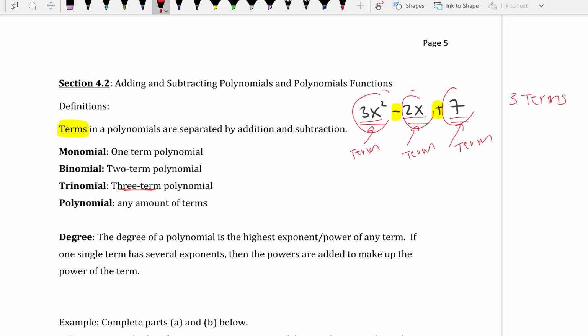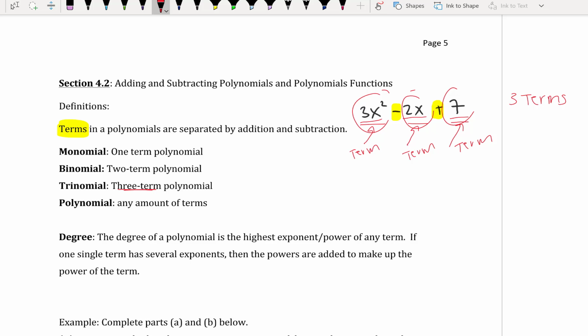Or if it was a monomial, that means there wasn't anything that's being added or subtracted. A binomial means 2 terms that are being added or subtracted. And polynomial is really just general for anything, right? So either 1, 2, 3, or more than 3. Usually we say polynomial for something that's more than 3.